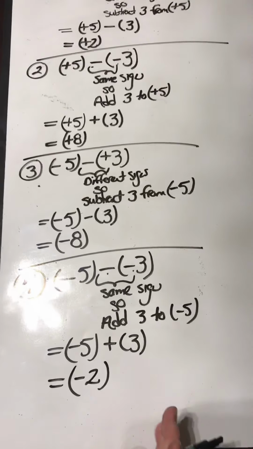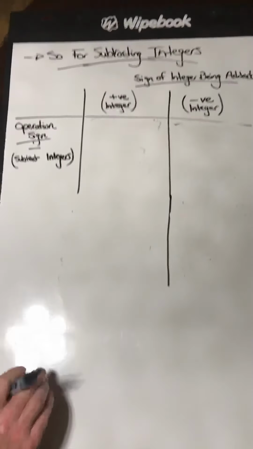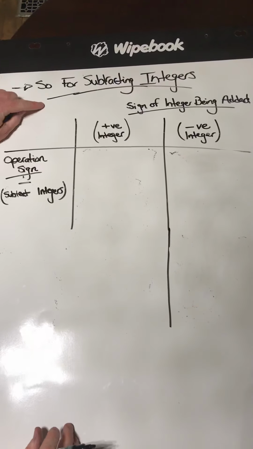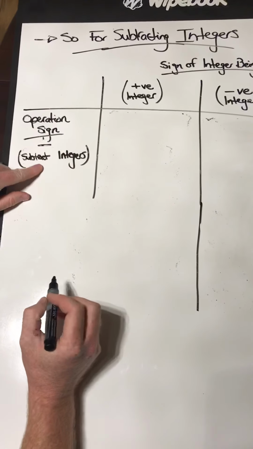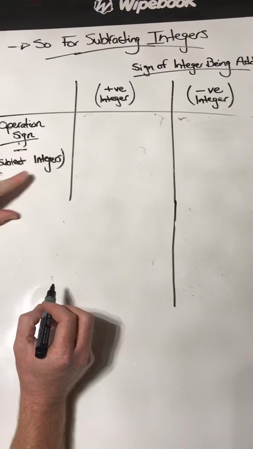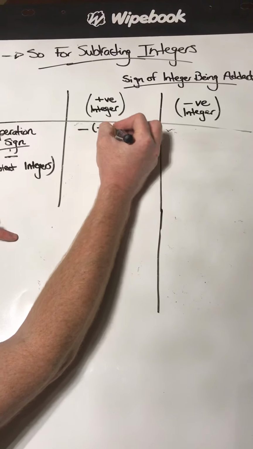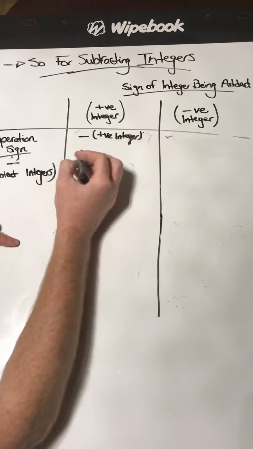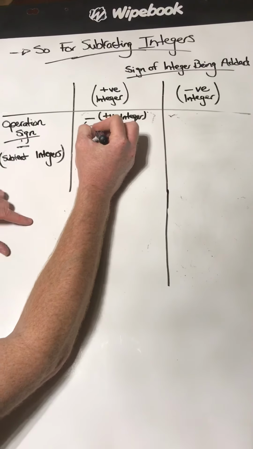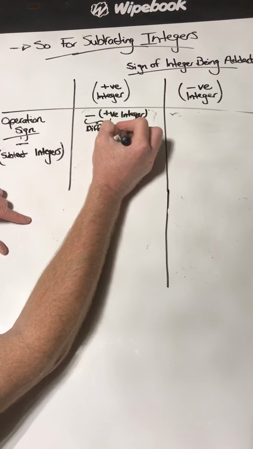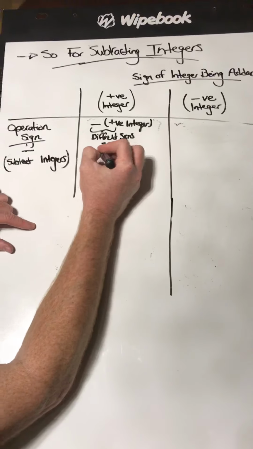And again, we want to capture what we noticed here in a chart that we're creating. So for subtracting integers, the operation sign is a negative or a subtract. You're going to subtract the integers. So if it is a negative subtraction and a positive integer, we have a negative and a positive. That means that we have different signs. And if we have different signs, that means that we are going to subtract the number.